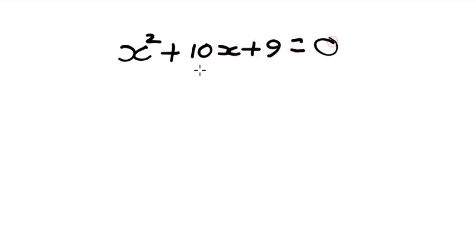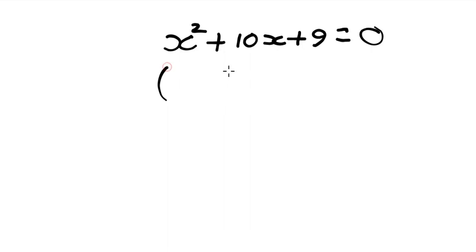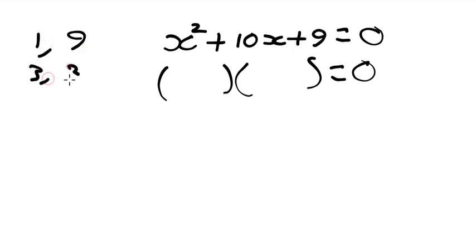Let's say x squared plus 10x plus 9 equals 0. So we're going to factorize it, make that equal to 0 as well. Numbers that times together make 9. We've got 1 and 9, or 3 and 3.